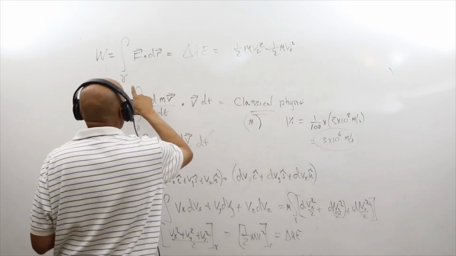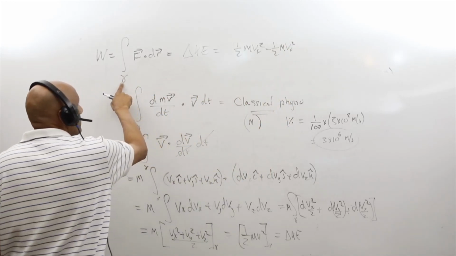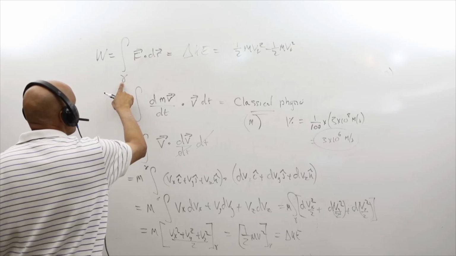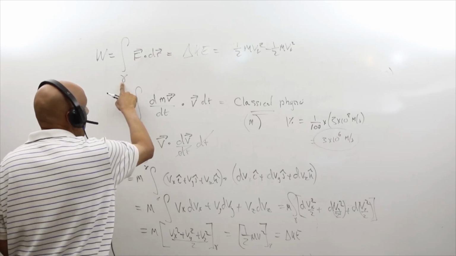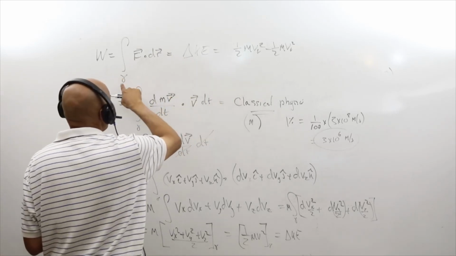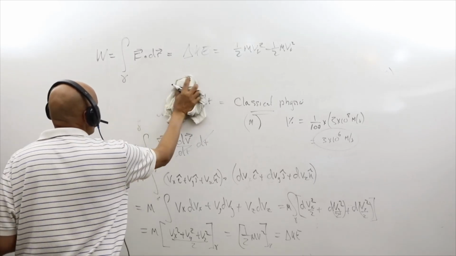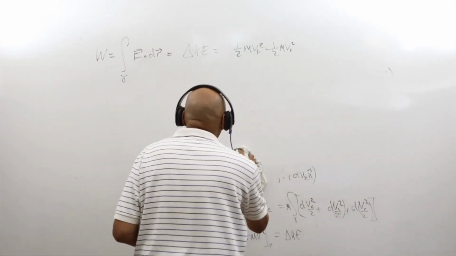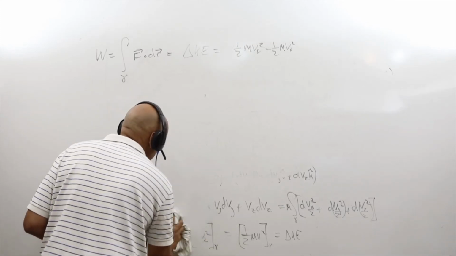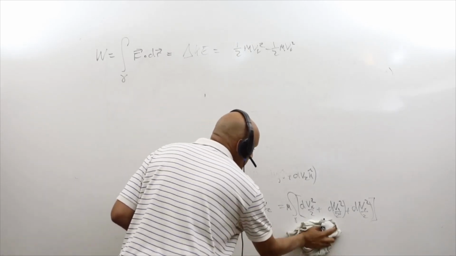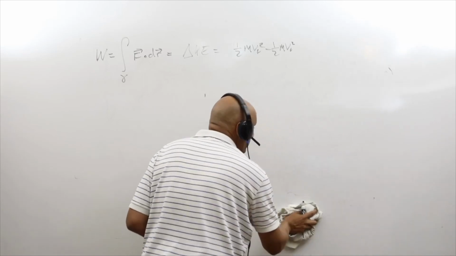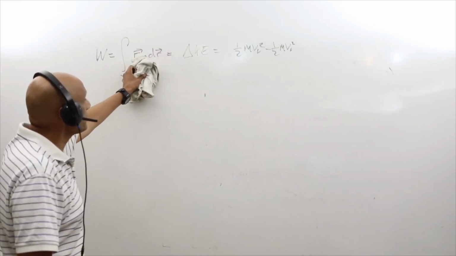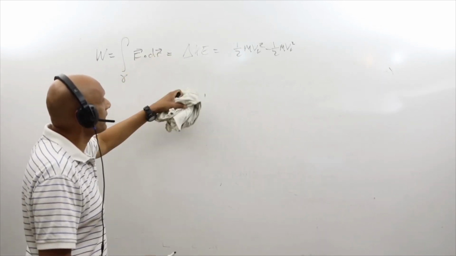So the initial velocity is the velocity of the particle before the path, and the final velocity is at the end of the path. And this is another definition that we really need to know. So in the last example, whatever number we get for the work, that's equal to the change in the kinetic energy of the system.